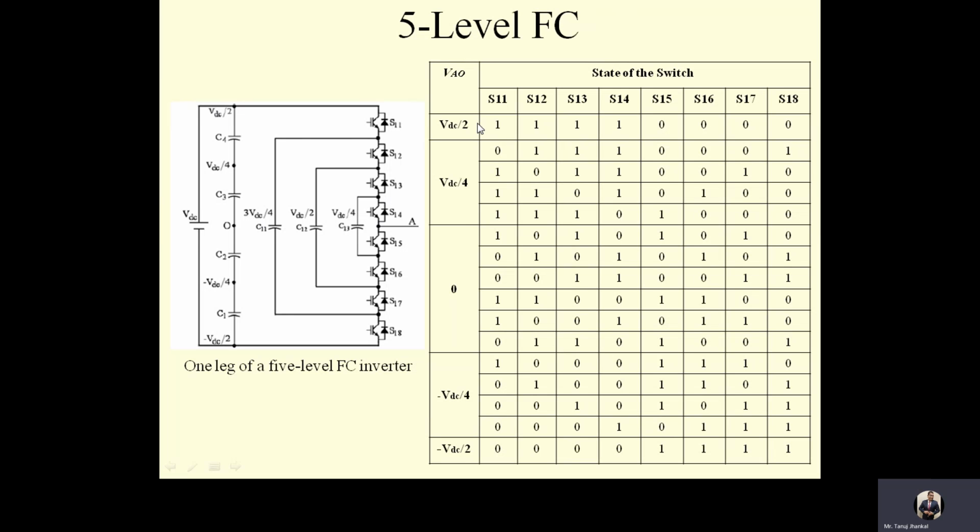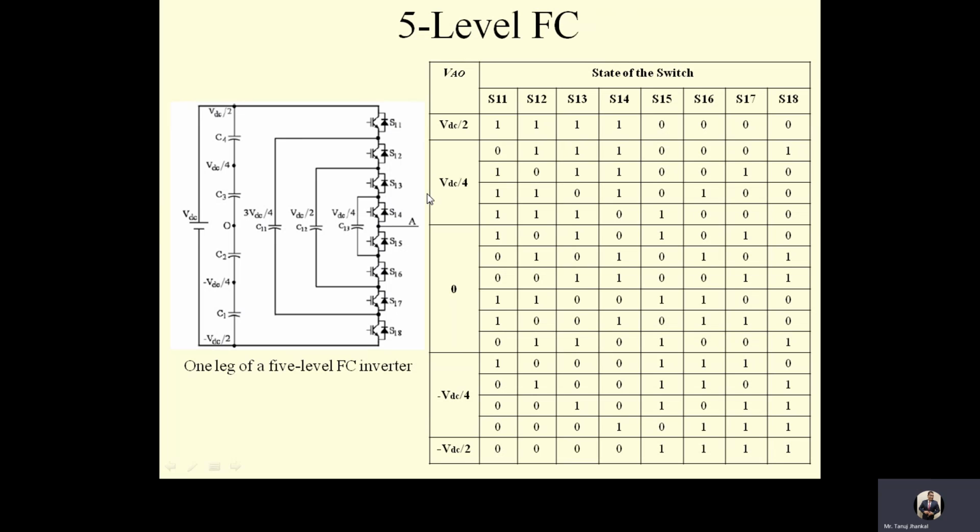So now if I have to get minus VDC by 2, I have to just turn on all the bottom switches. So I will come from A to S15, then S16, then S17, then S18 to this point, and I will get a voltage of minus VDC by 2 between A and O point.